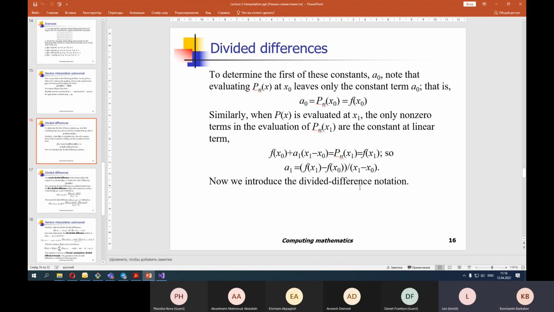Well, is it clear? Do you have any questions about how to find coefficients a0, a1, a2?